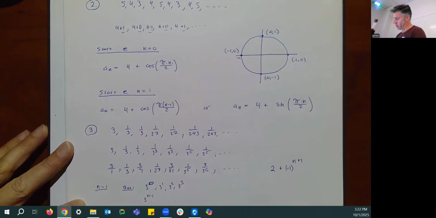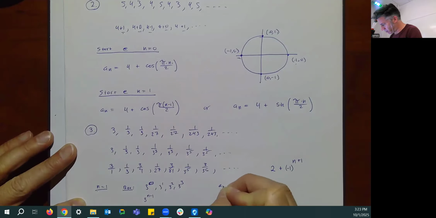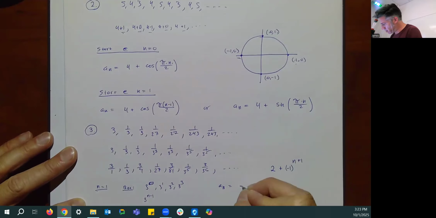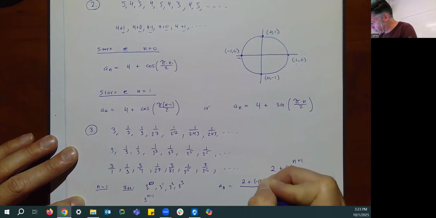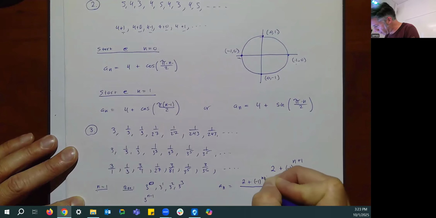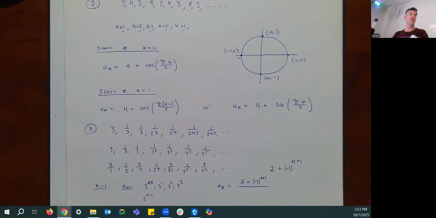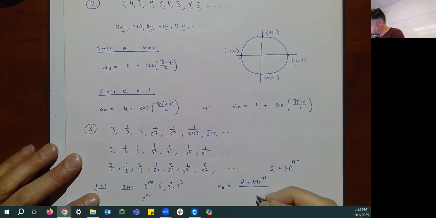So here it looks like our sequence formula would be exactly 2 plus negative 1 to the n plus 1, or n minus 1. It actually doesn't matter what you use. If it's negative 1 to the n plus 1 or negative 1 to the n minus 1, it's still going to be negative at the same times and positive at the same times. On the bottom, we have 3 to the n minus 1.